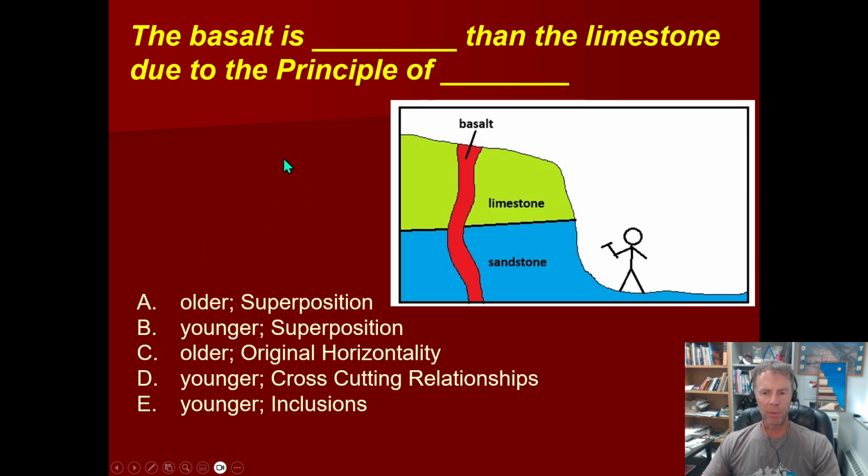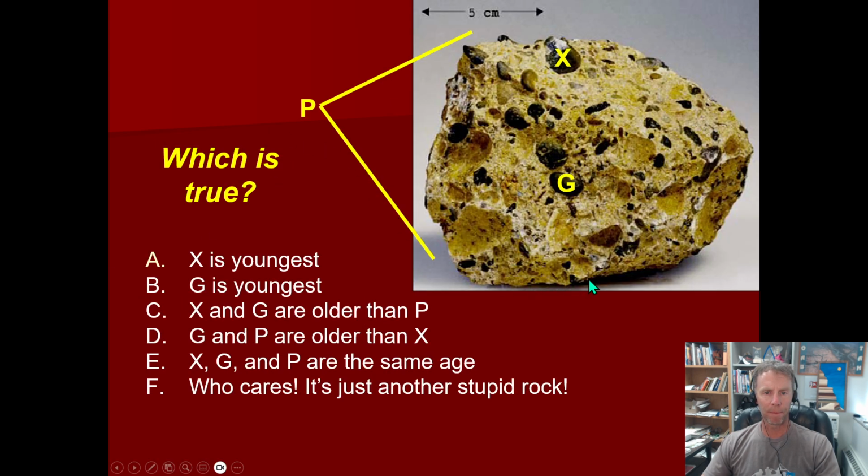These start out pretty simple, but I'll slowly take the training wheels off and make them a little bit trickier and a little bit more complicated. Let's go to the next one. So what I have here is a photo of a rock, and G represents this particle within the rock. X represents this particle within the rock, and the letter P designates the entire rock. Your job here is to pick out which one of these six statements is true. So go ahead and pause the video if you need to.